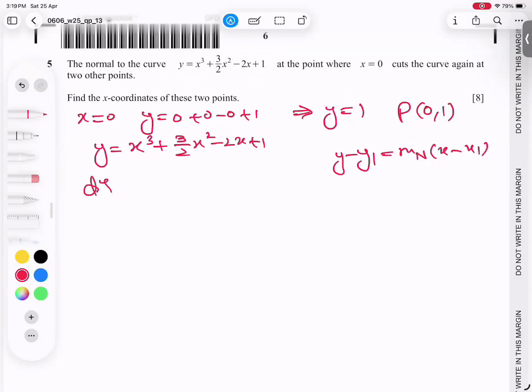So I differentiate, 3 comes down and power 1 less. This 2 comes down, cancels with 2. I got 3x and negative 2x becomes 2 and 1 becomes 0. So I will plug in this 0 in place of these x. When I plug in x equal to 0, it will give, by default, tangent gradient negative 2. But we're looking for the normal gradient. So negative reciprocal, negative 2 under 1, nothing.